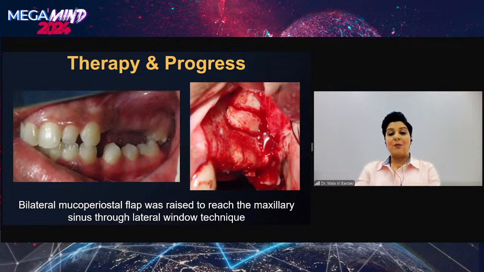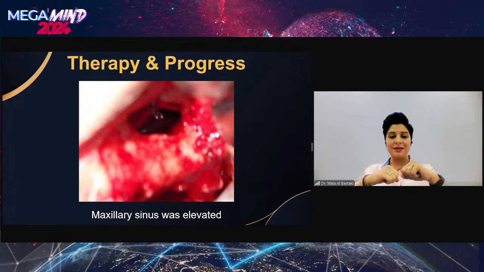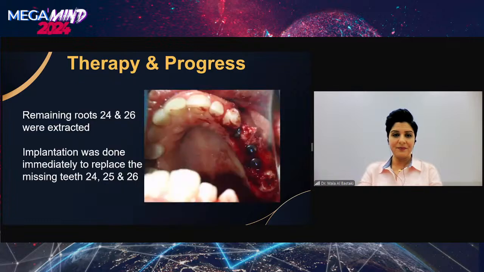A bilateral mucosal flap was raised to reach the maxillary sinus through the lateral window technique. The maxillary sinus was elevated. I'd like to apologize for the poor quality of this photo. It's the best photo I found in this case. Sometimes it's difficult to do retraction, control the bleeding, and take very good quality photos, especially in technique-sensitive procedures.